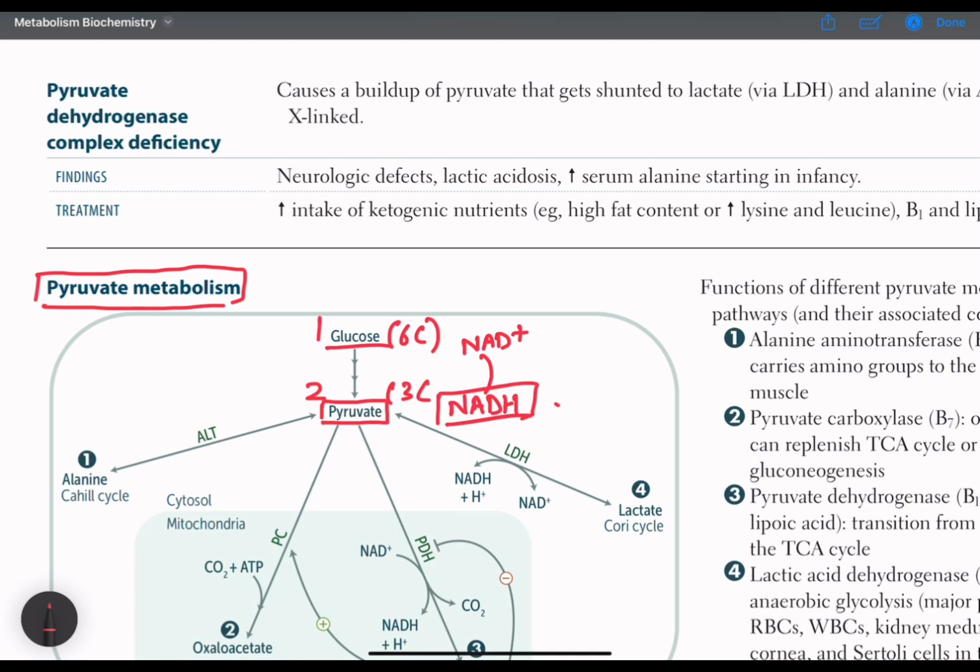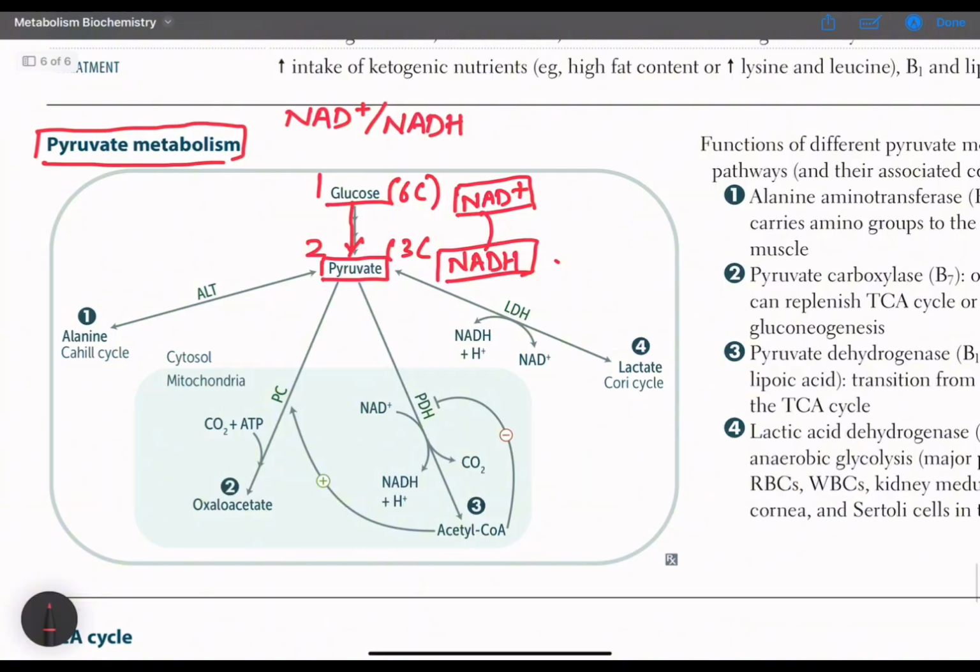This disrupts or increases the ratio of NADH to NAD. NAD plus is required for normal continuity of glycolysis, or conversion of glucose to pyruvate. This was all about pyruvate. Now let's go through the fate of pyruvate.